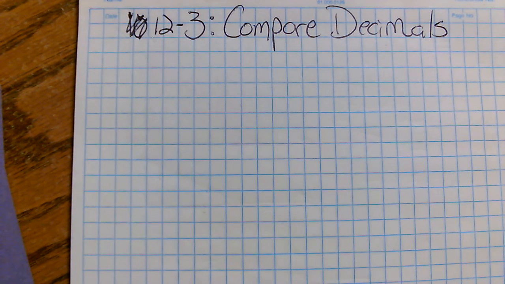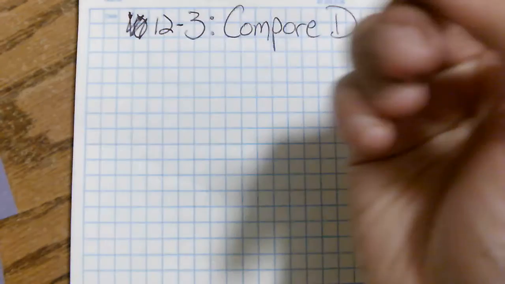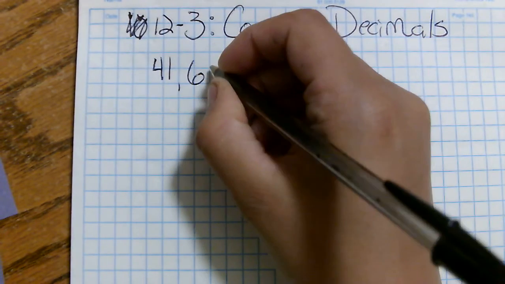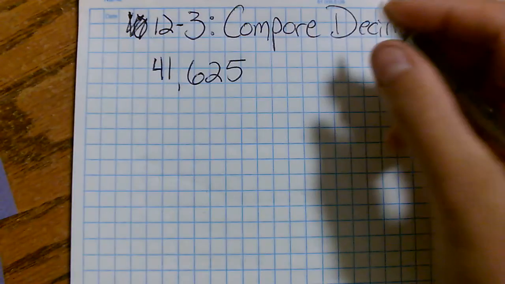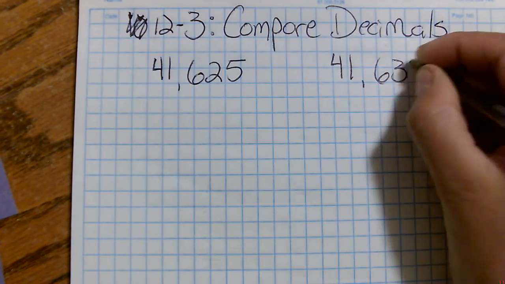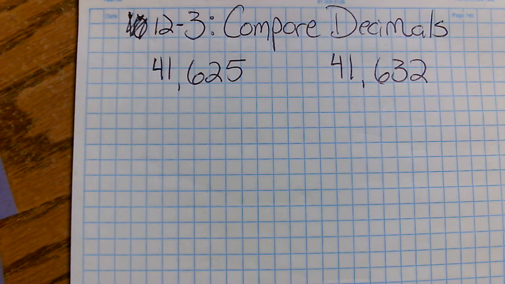So I'm just going to write out two numbers. 41,625 and 41,632. Now, when you compare numbers like this, when you compare any number, you start with the largest place value. This number goes up to the 10,000th place. So that's where I'm going to begin when I compare.